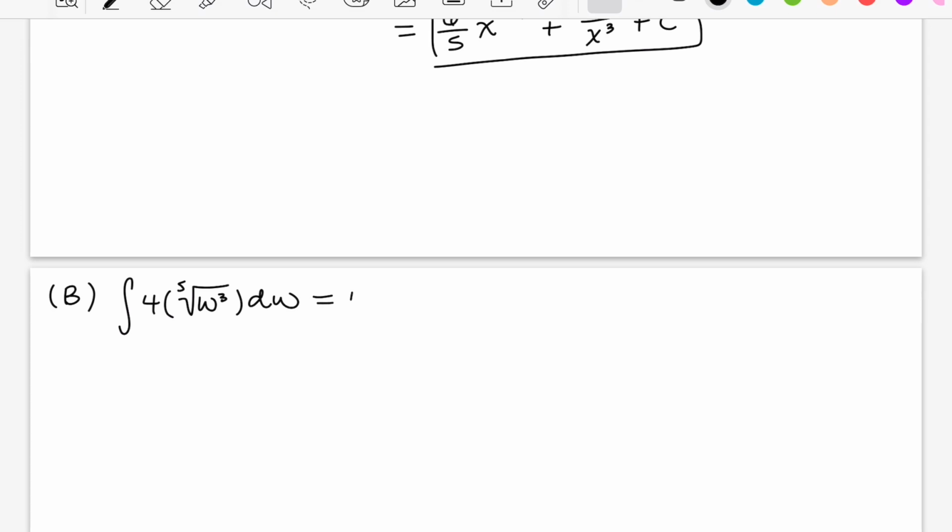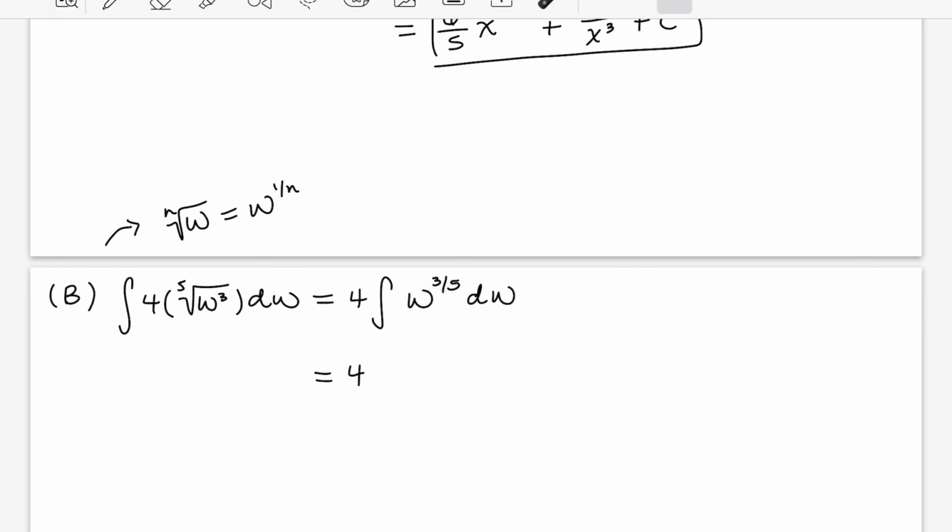So again, the first thing we'll do is pull this constant out. And then remember, when we have something of this form, this is the same as w to the three over 5 here. Right? Because remember, if we have the nth root of something, that's the same thing as that thing raised to the 1 over nth power. Okay. So that's where that comes from.